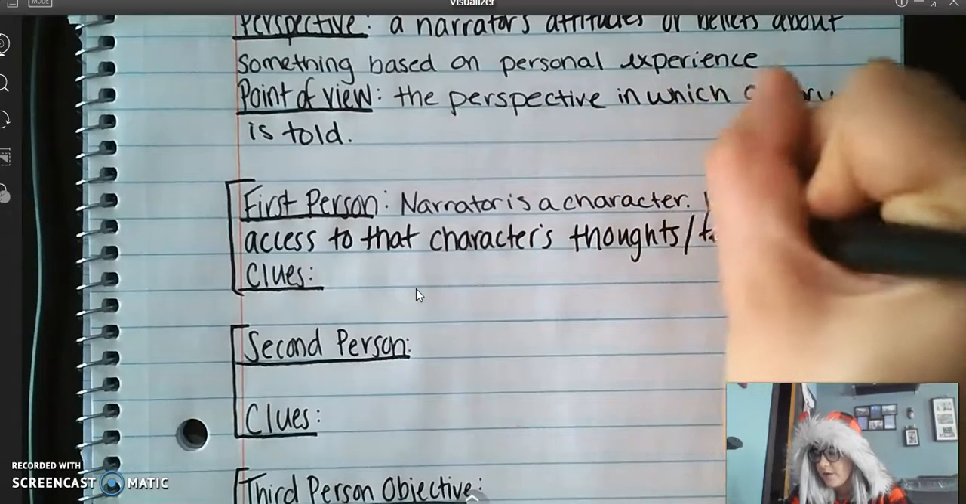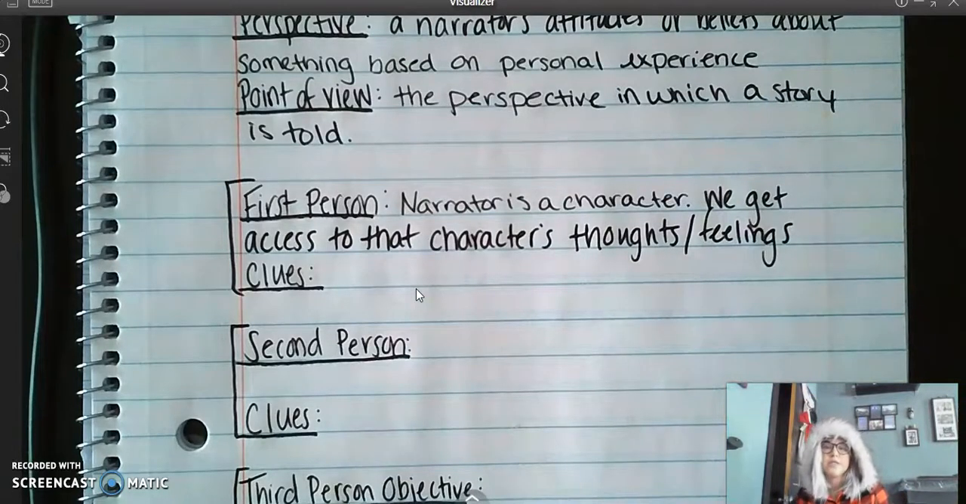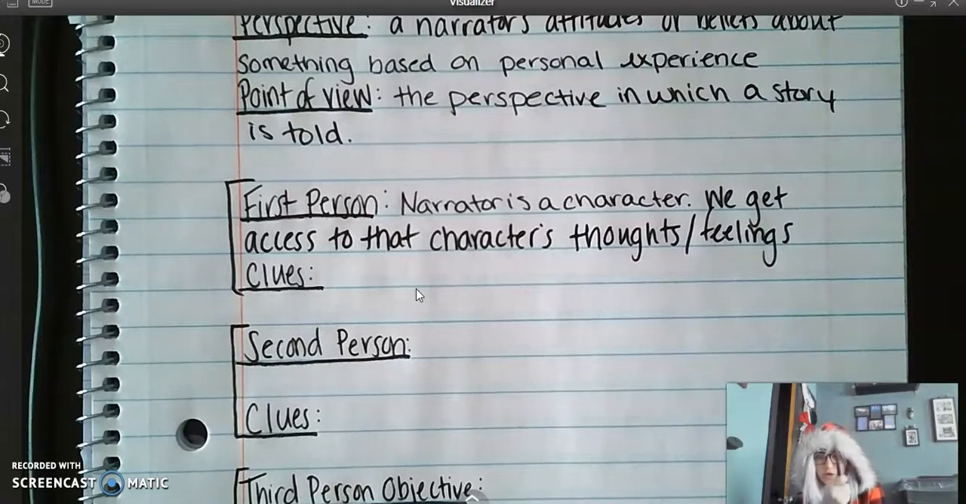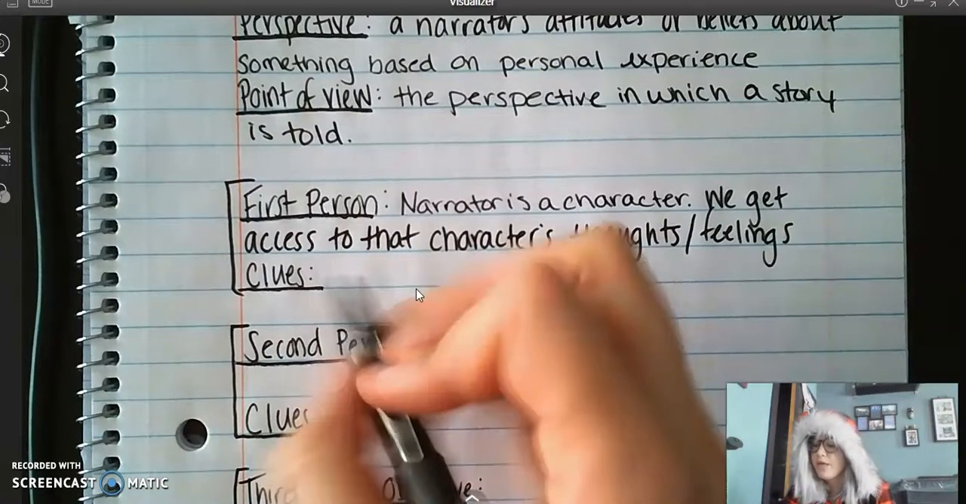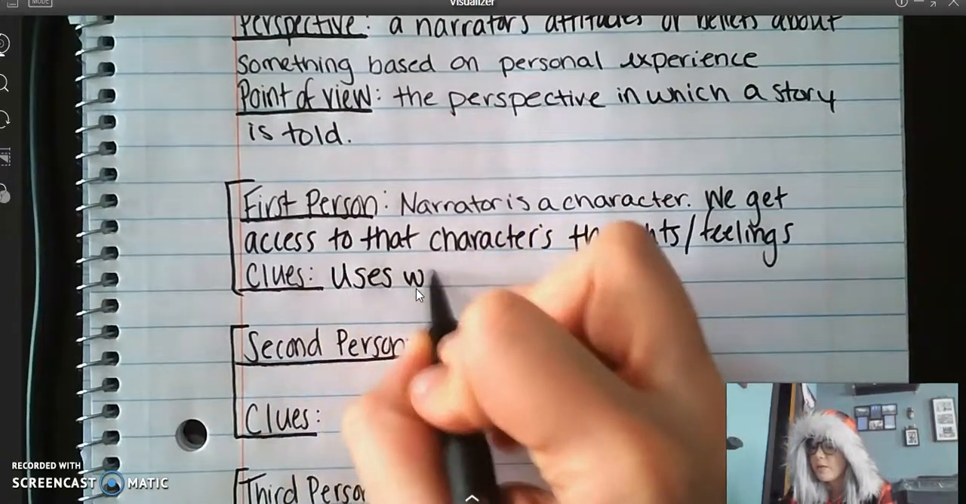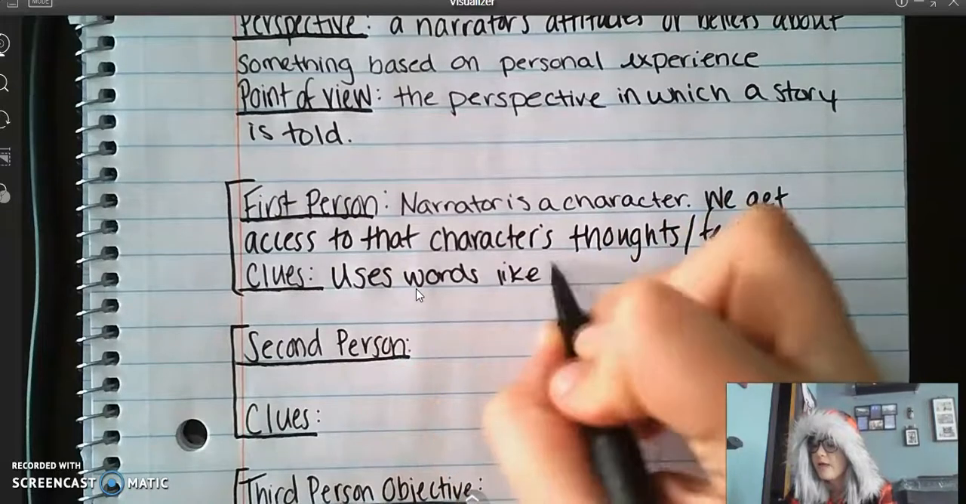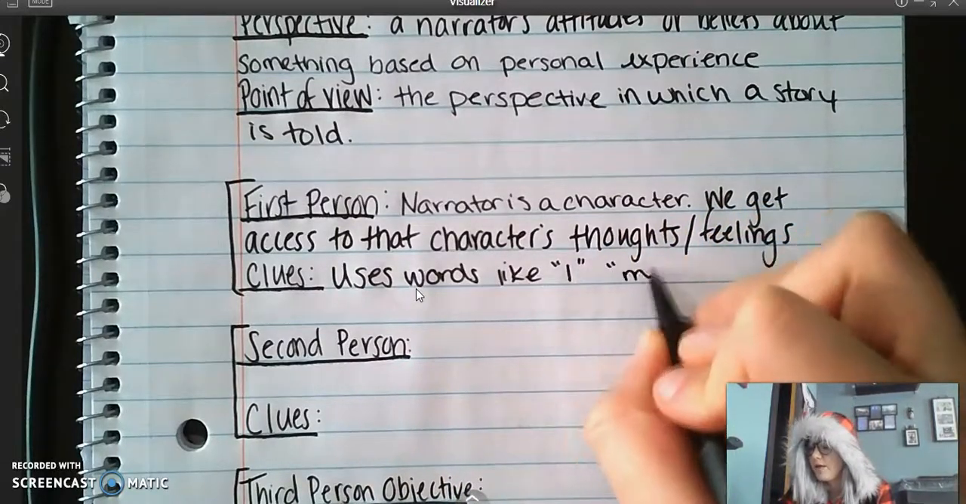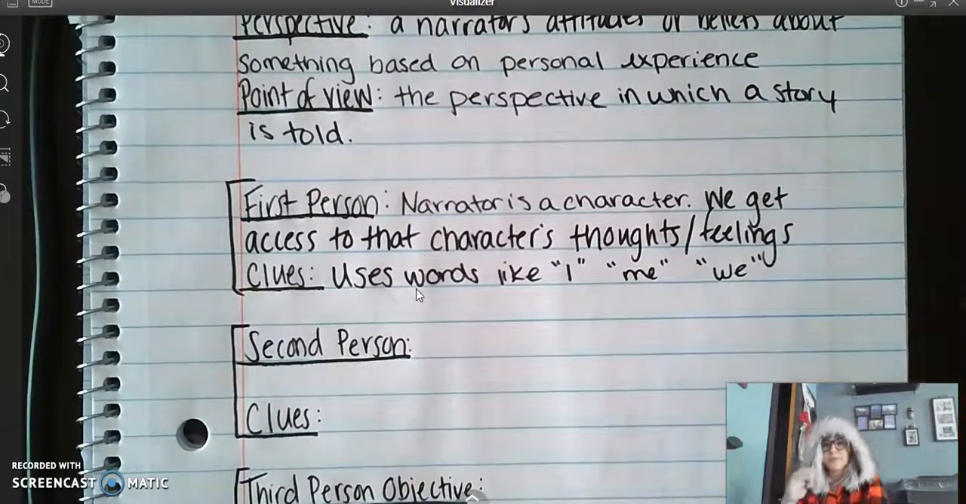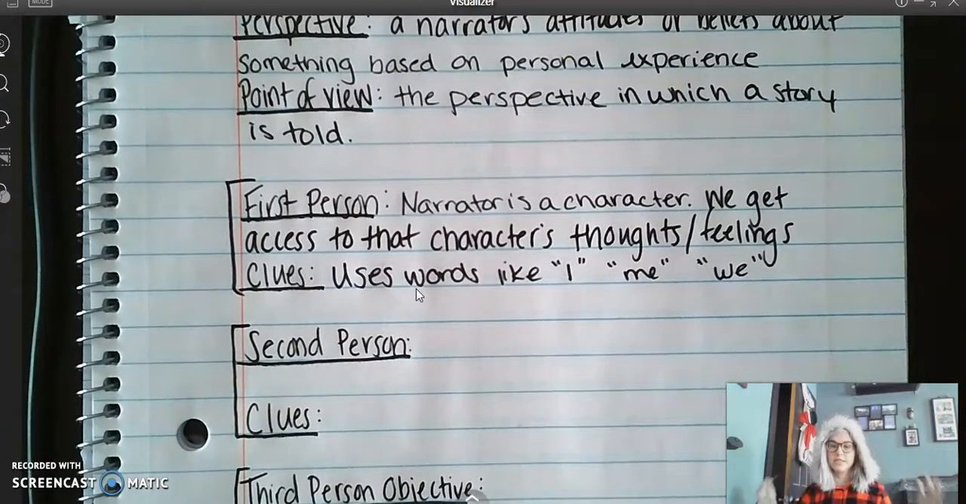So this is like we're reading something and they say, I did this, I did this, we did this. I was very upset about this and this and this. So you only really know what's in that character's mind because they are telling you the story. So you are the first person narrator of your own life because you can't be telling anybody else what is going on in their heads, but you can tell us the story from your point of view. And those main clues are that it uses words like I, me, and we.